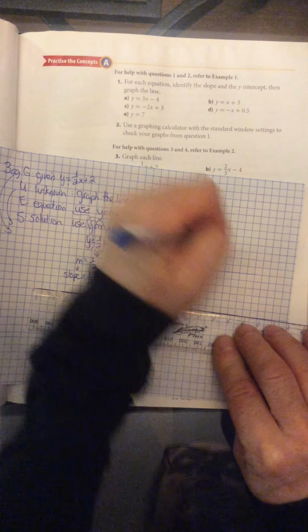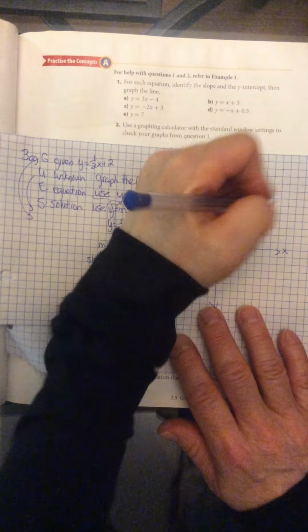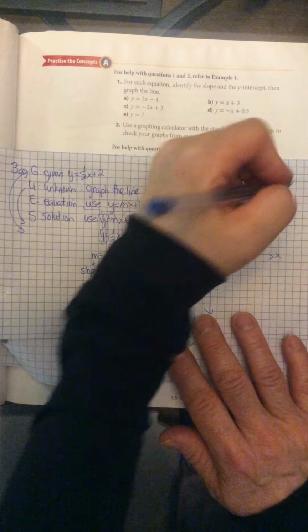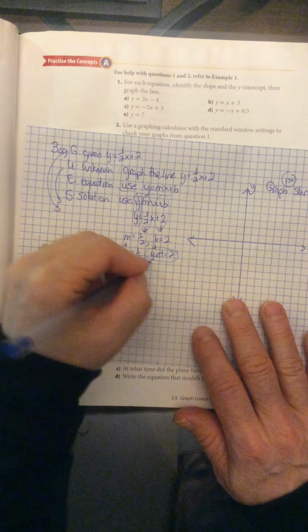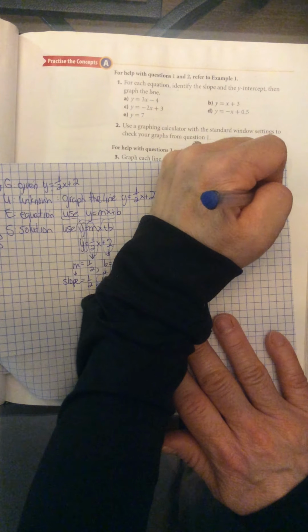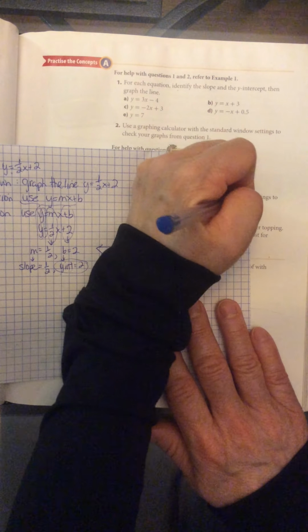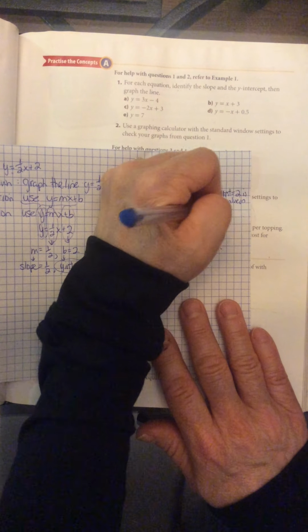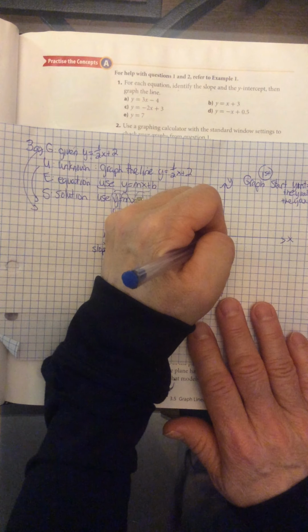Again, make sure you're graphing on graph paper. All right, so we're going to start with the y-intercept of 2. The y-intercept is the y value on the y-axis. Oh, we forgot our scale, so let's start.